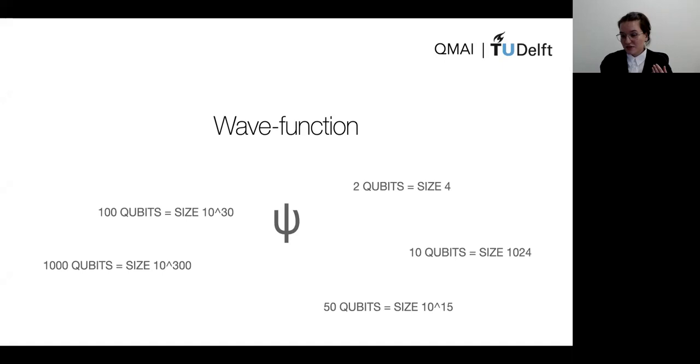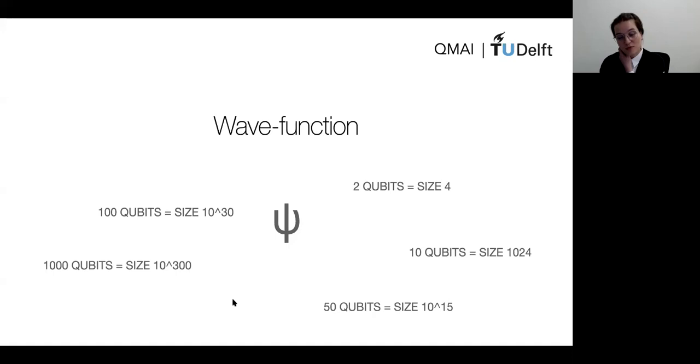If I had a system of 2 qubits, I could save it in a vector that has size 4. If I had 10 qubits, it will be 10 to the 24. If I had 100, it will be 10 to the 30. And if I had 1,000, it would be 10 to the 300. And for all of those fancy things I mentioned at the beginning that we would like to have our quantum computers do, you need thousands of qubits at most.